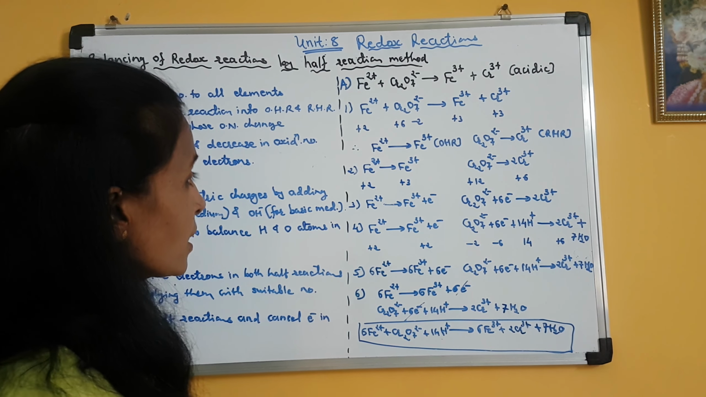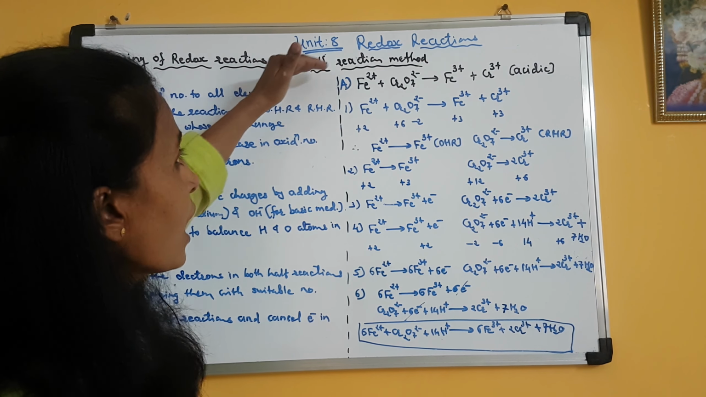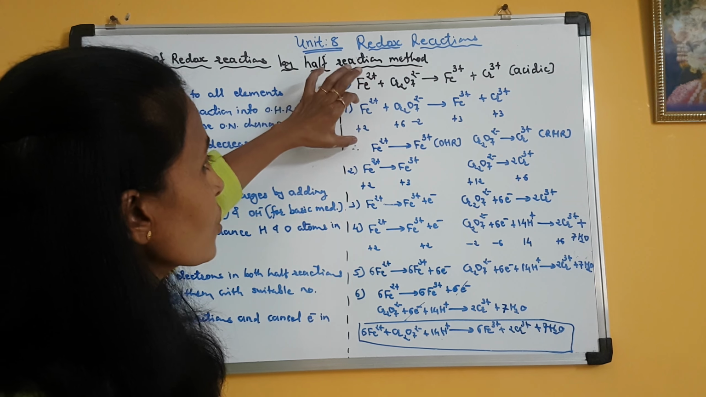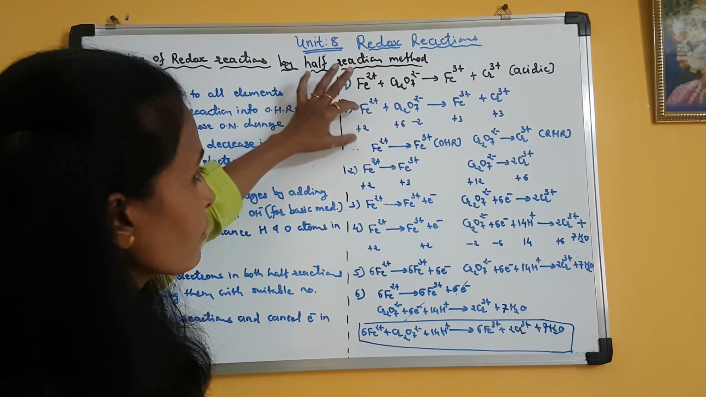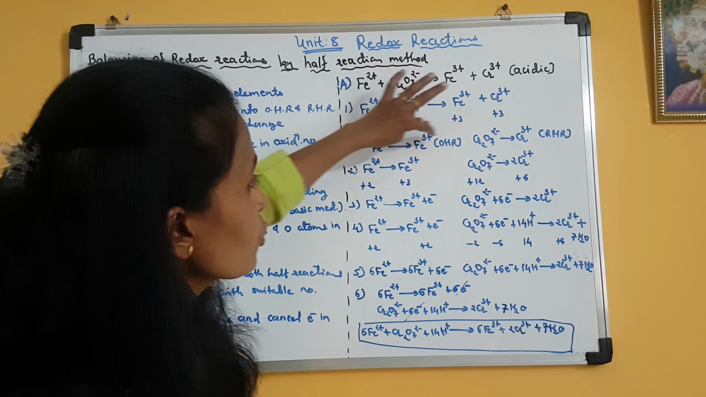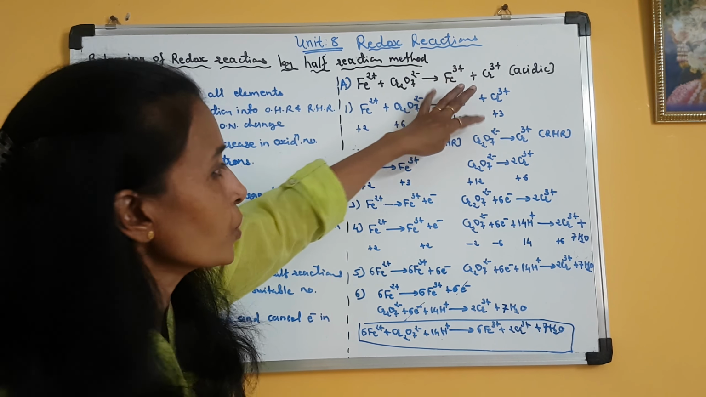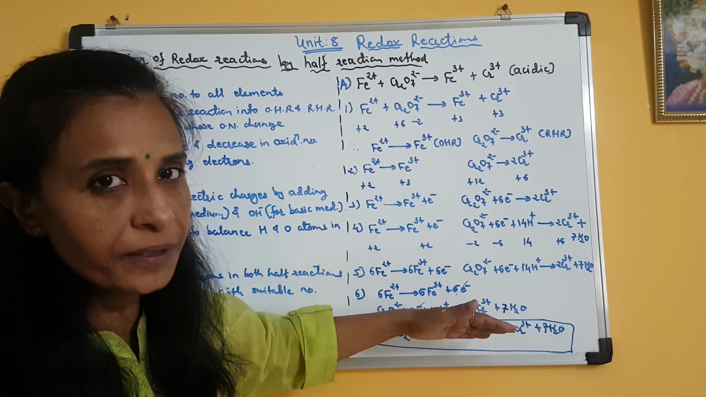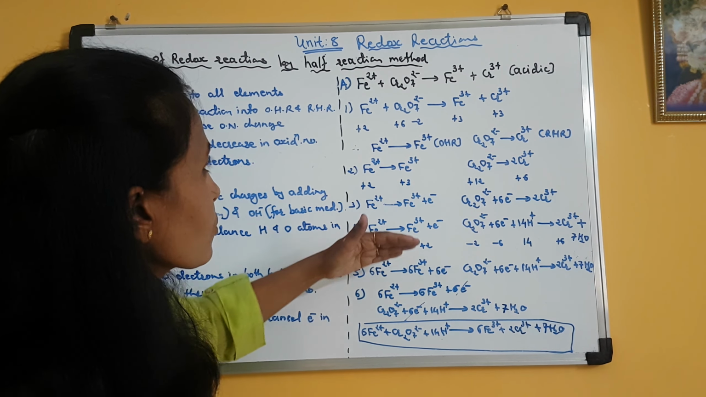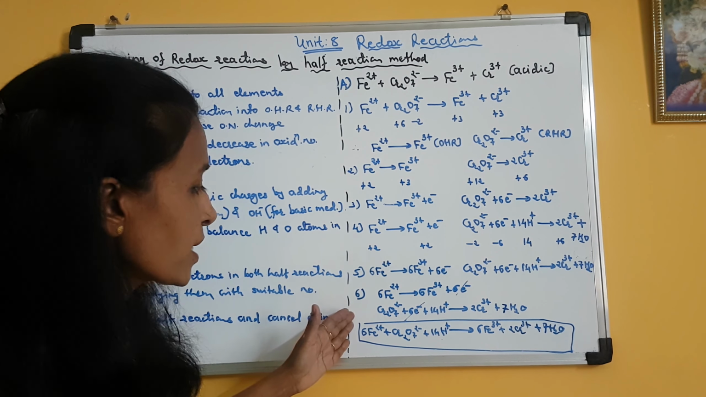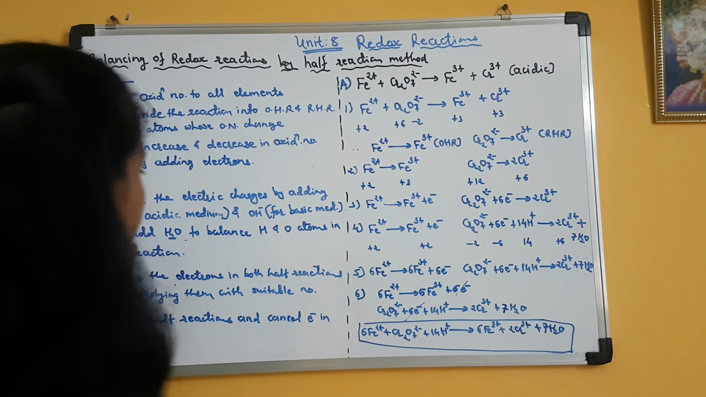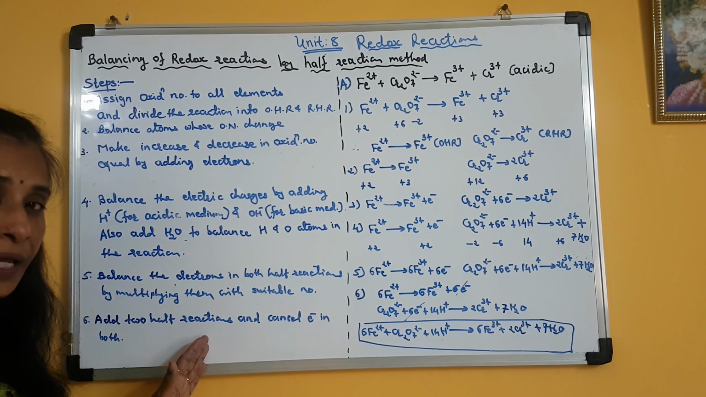So this is the method which is called half reaction method. Why? Because in the first step itself we divide the equation into two half reactions so that balancing becomes easy. Clear? So that is why it is called half reaction method. You can see there are 6 different steps here. You can also write the steps like this.